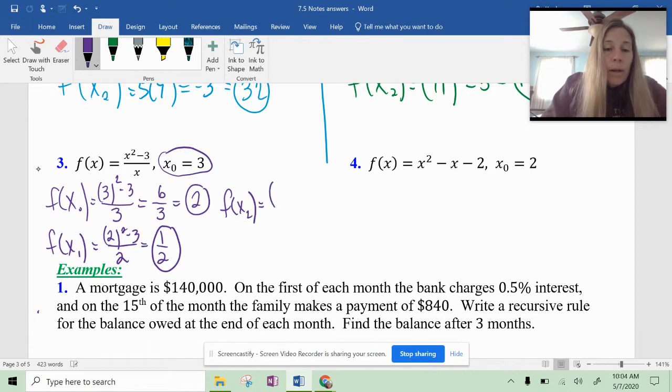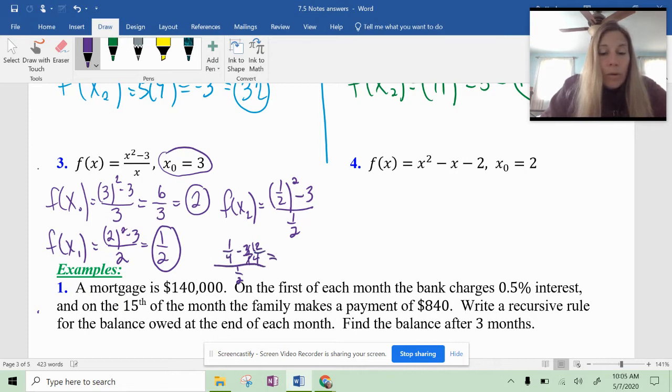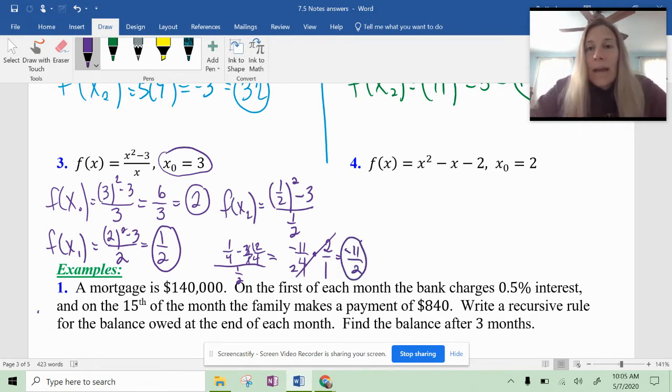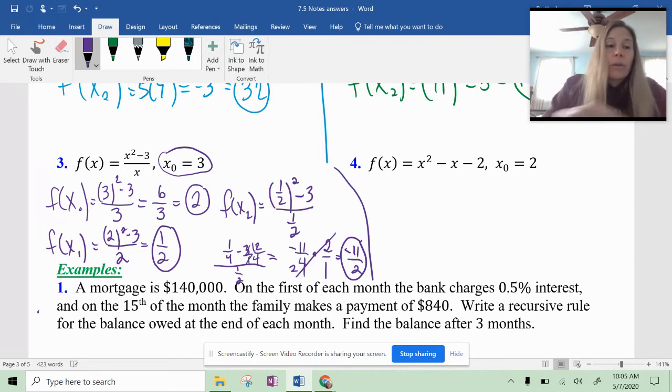This time I'm putting in a 1/2, so 1/2 squared minus 3 over 1/2. Now 1/2 squared is actually 1/4, and 1/4 minus 3 over 1/2. If I'm doing this the long way, without a calculator, I'd have to make this a 4 and this a 12. So 1/4 minus 12/4 would be negative 11/4. And I'm dividing that by 1/2, which means I'm multiplying it by 2. My answer would be negative 11 over 2, or negative 5.5 if you used a calculator and got a decimal.